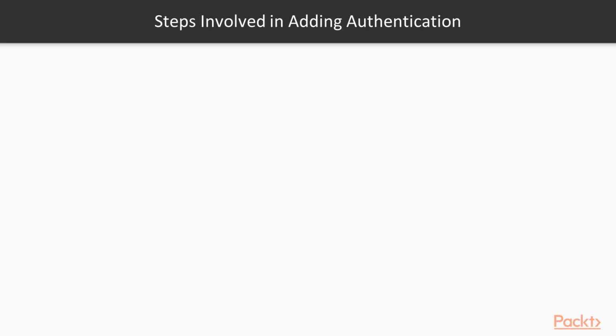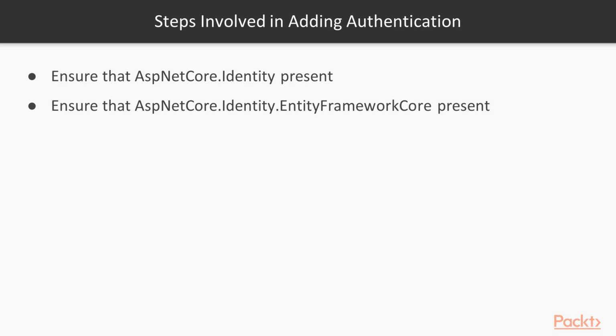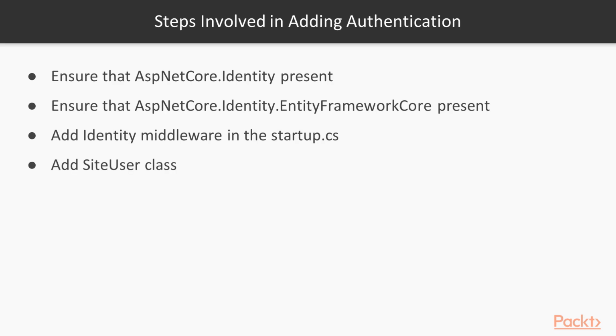Let's look at the steps needed for the identity setup. We need to ensure that the ASP.NET Core Identity is present. Also, ASP.NET Core Identity Entity Framework Core needs to be present. We then add the identity middleware and configure the service in the Startup.cs. We next add a class for the identity type. We call it SiteUser. It can be any name, doesn't have to be SiteUser.